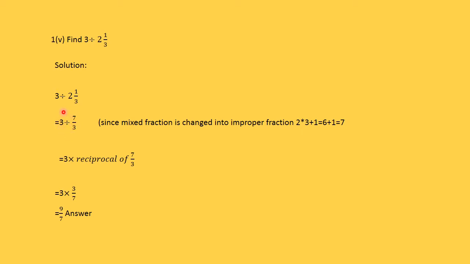Now we will replace the divided by symbol with a multiplication by writing the reciprocal. So divided by has been changed to multiplication, writing the reciprocal of 7 upon 3. 3 into the reciprocal of 7 upon 3 is just reversing numerator and denominator. So it will become 3 upon 7. So 3 into 3 upon 7. 3 is in the numerator, 3 is in the numerator. 3 3s are 9, 9 upon 7. So 9 upon 7 is the answer.